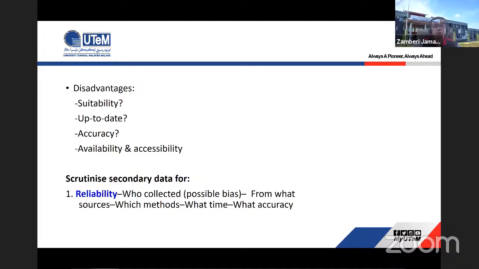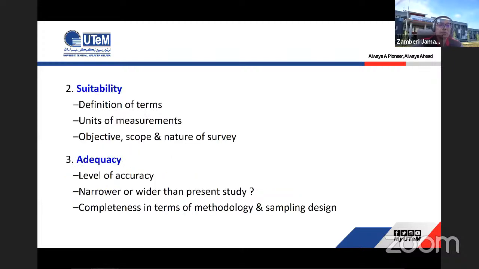We need to answer who collected those data, and whether there is bias in the way the data are collected. Sometimes researchers, for some particular reason, would like to collect data that is biased towards their research grant, for example, or their organization. Maybe they would like to highlight something about the organization, so they collect data that is biased towards their organizations or their programs. This is something we have to clearly look at so that we have valid data that we could present.